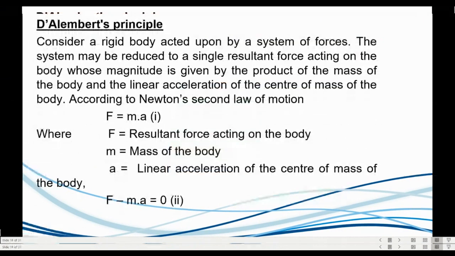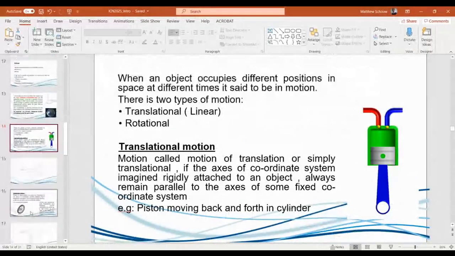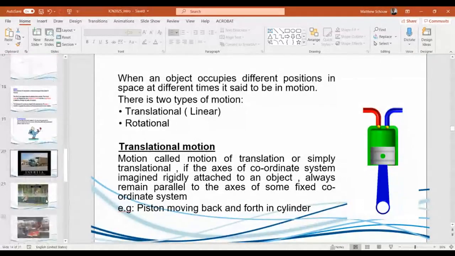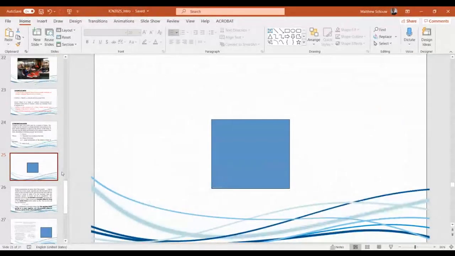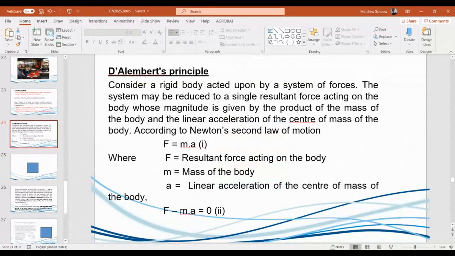So I'm probably just going to have to go back. I have to probably sketch on this slide over here. So just reading off here, the idea is basically simple. Consider a rigid body upon which a system of forces is acting. The system is reduced to a single resultant force acting upon the body, whose magnitude is given by the product of the mass of the body and the linear acceleration.